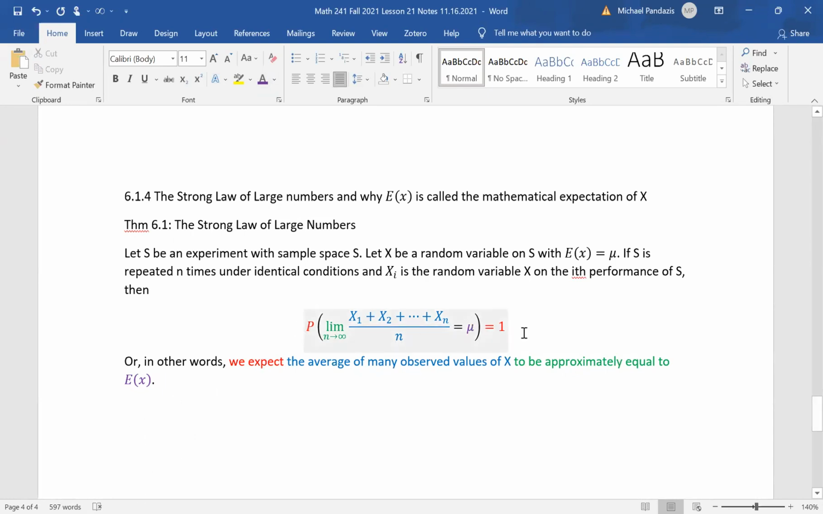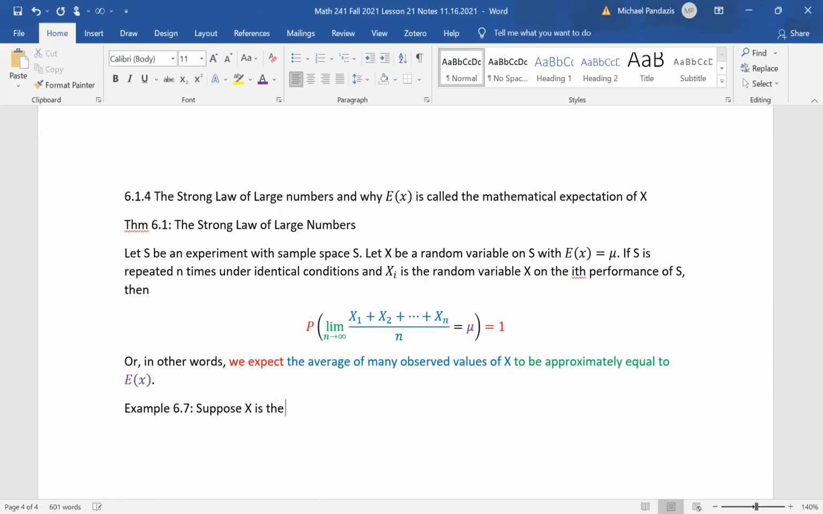We expect, meaning with probability 1, that the value of this fraction, the average of many observed values of x, to be approximately equal to, in this case, the limit of this fraction, which is equal to E of X. Practically speaking, this sentence: we expect the average of many observed values of x to be approximately equal to E of X. So this is called the strong law of large numbers. So this is example 6.7.